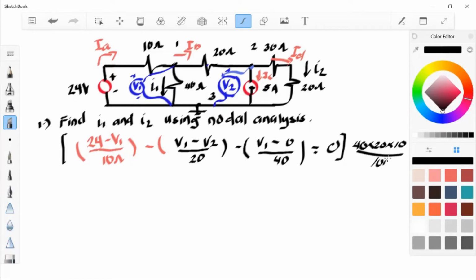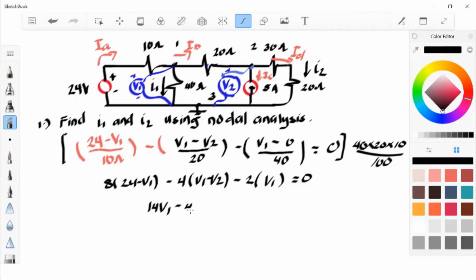it by 100, okay? So in here, at this point, this will just only be 8 times 24 minus V1. This will be negative 4 V1 minus V2. This will be negative 2 times V1, okay, is equals to 0. And finally, when we solve this algebraically, the much more simplified equation will be 14V1 minus 4V2 is equals to 192.